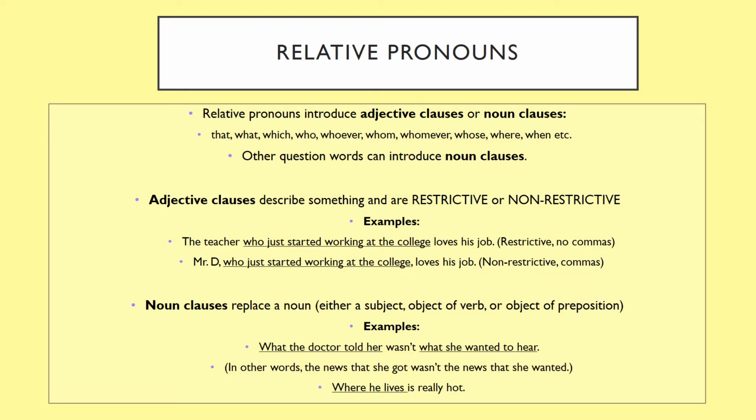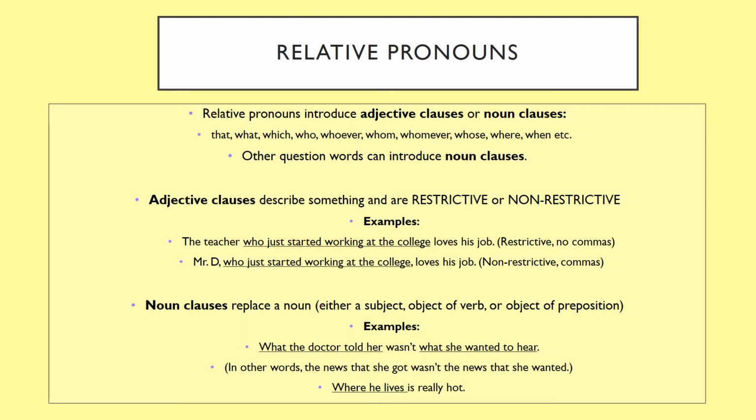So the next thing that you need to know about is relative pronouns. Relative pronouns are pronouns that introduce either adjective clauses or noun clauses. The list right there that you can see, that, which, who, whoever, whom, whomever, whose, where, when, those can introduce adjective or noun clauses. There are some other question words that can also introduce noun clauses, like the word how or how much, how many, and some others. Adjective clauses, you can see, describe something and are restrictive or non-restrictive.